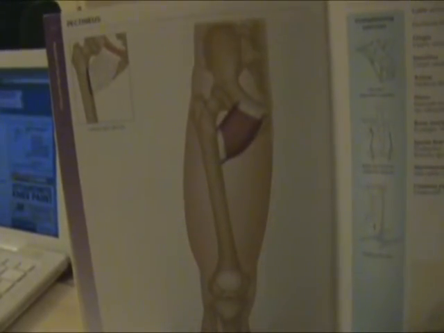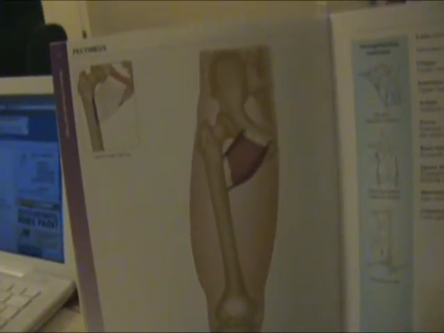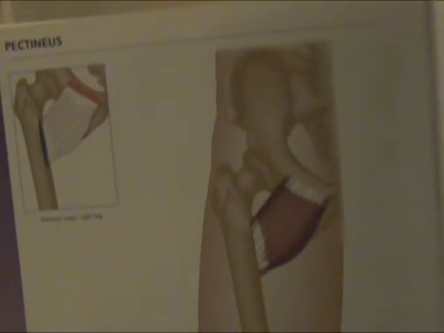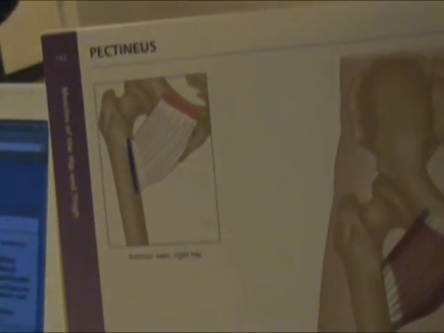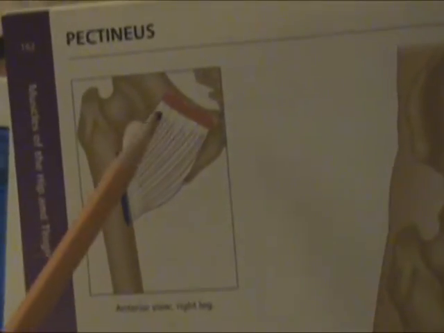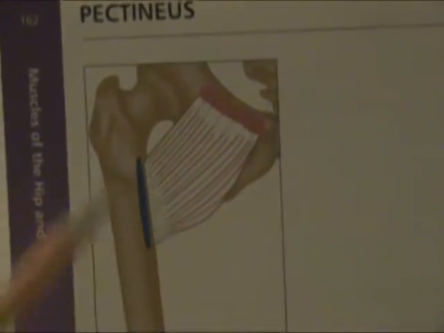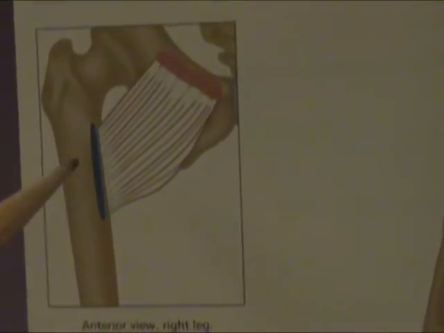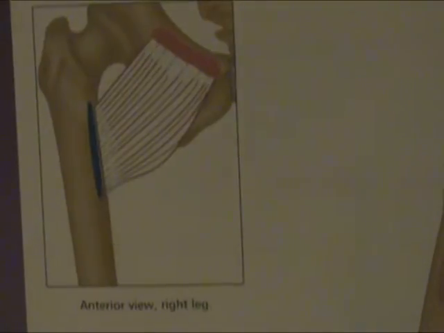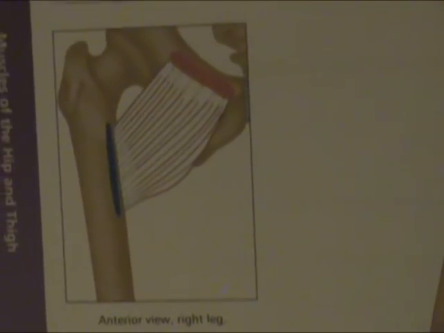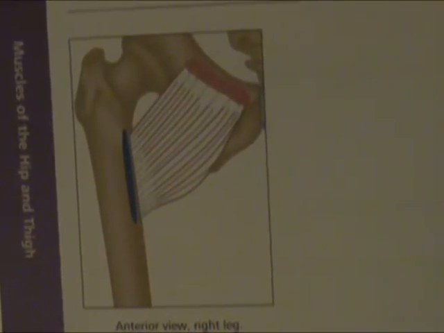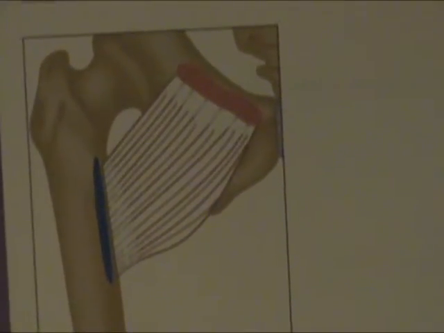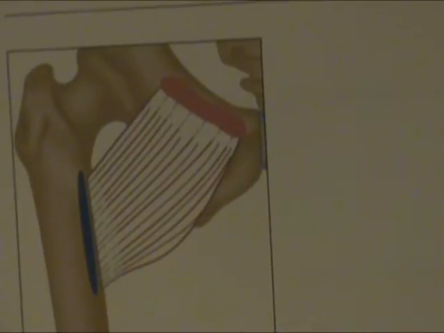Right now we are looking at the pectineus. This is number 51 of the muscle chart. The origin of the pectineus is the fascia of the pubis, and the insertion is the pectineal line of the femur. The joint associated with the pectineus is the inner thigh, and the action would be for flexing, adducting, and rotating the thigh laterally.